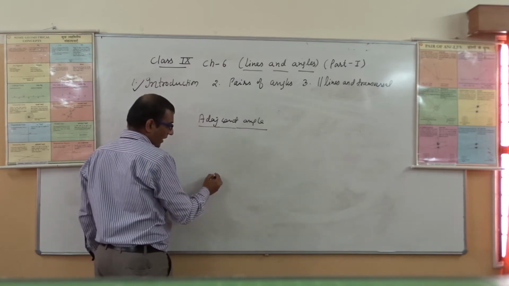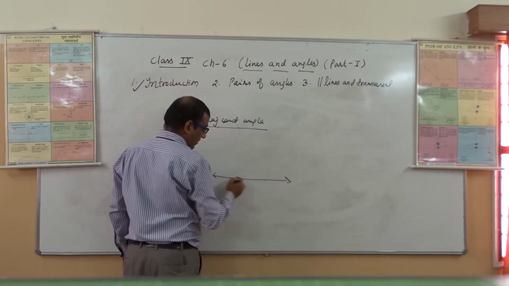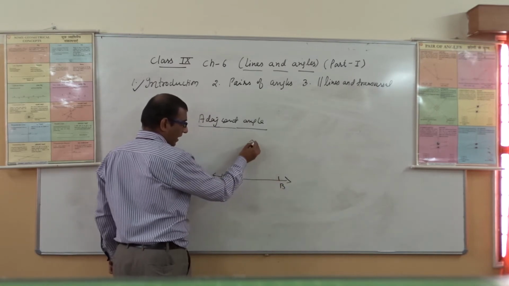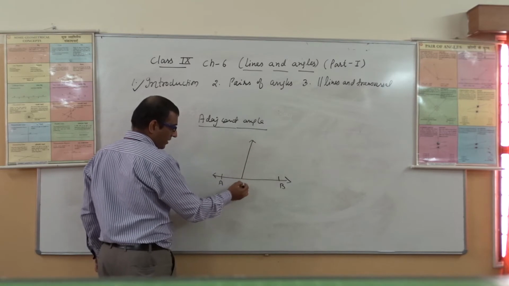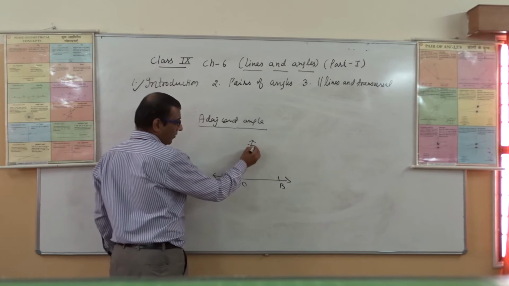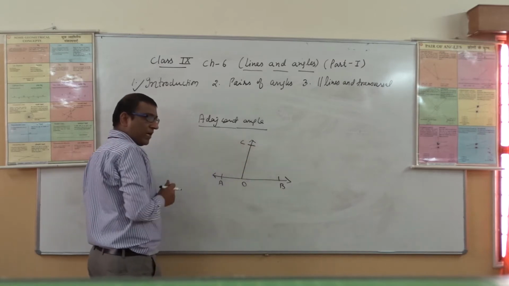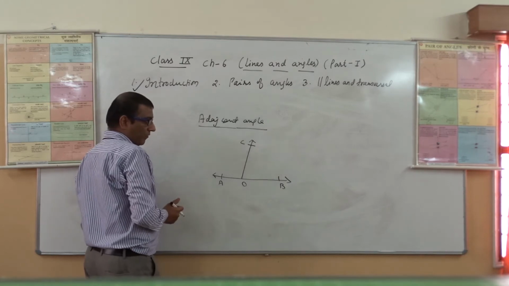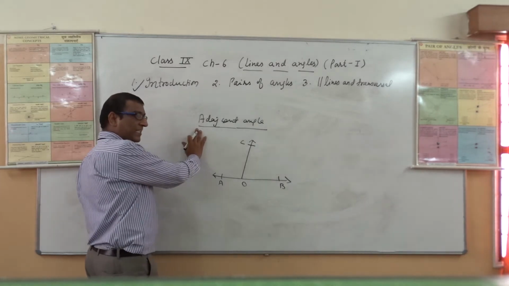So if we draw a line, this is A, B, and one line or ray in this way. So we can say, for example, this is OC. OC is the common arm, and OA and OB both are non-common arms. So how will we define adjacent angles?